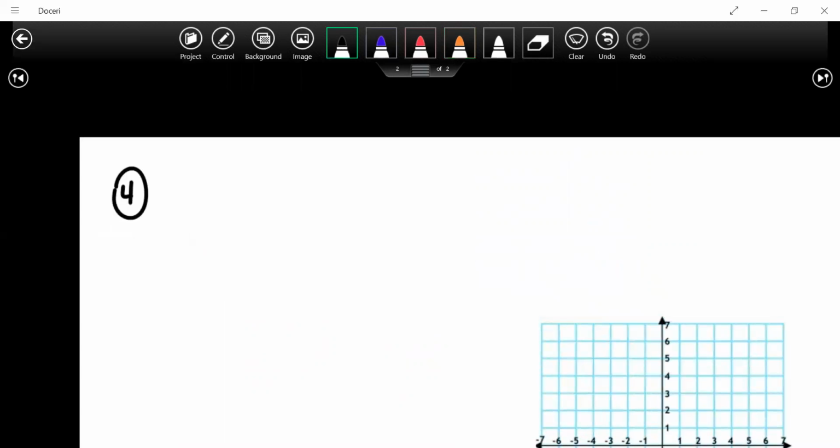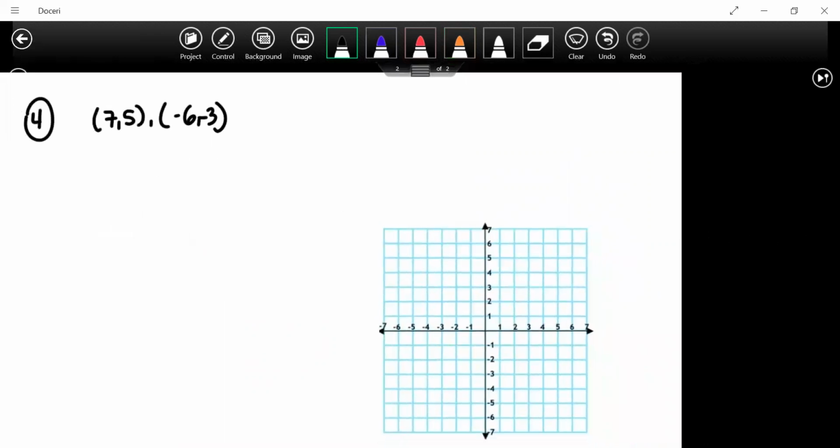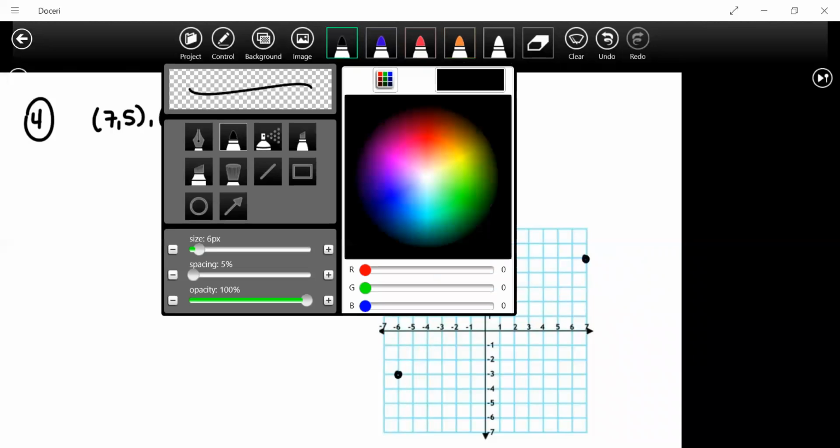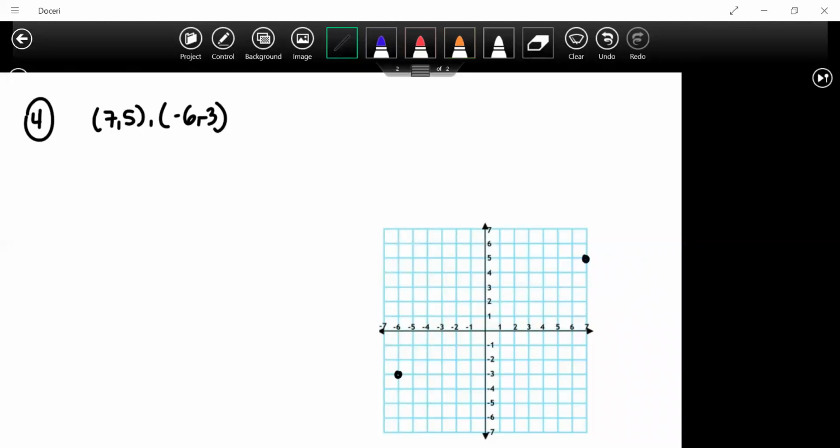For 4 right here, we're going to have 7, comma, 5, and negative 6, comma, negative 3. So I want to be able to plot those points out on my graph. I'm going to go over 7, to the right 7, up 5. That gives me my first point there. Back 6, down 3 is my second point. I'm going to go ahead and connect them. So we've got to find the length of that. And it's not as easy as just counting them. We can't just count.